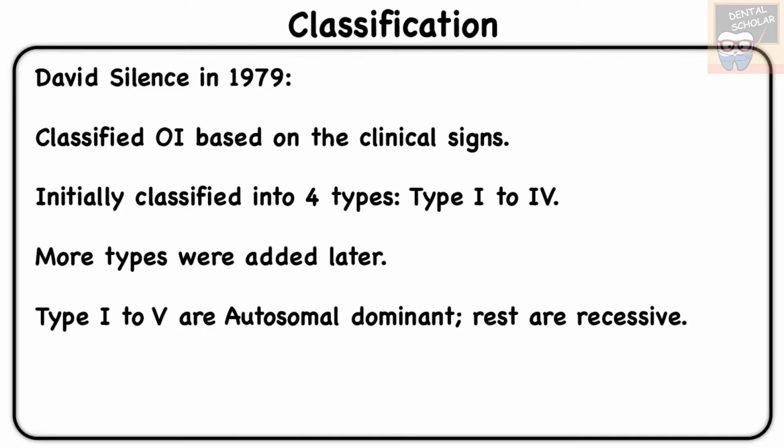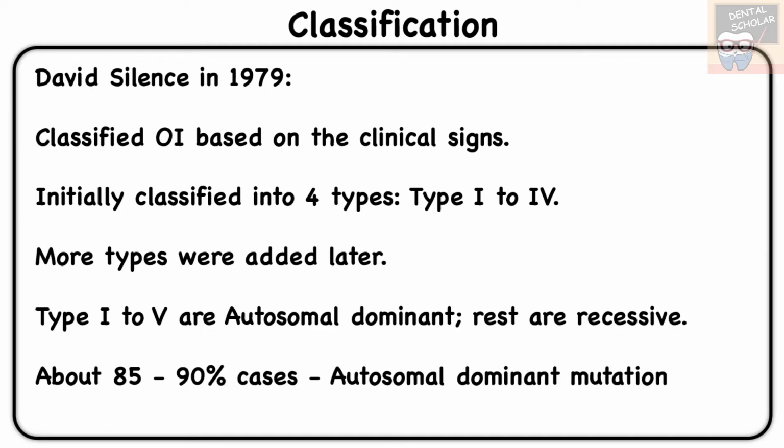Most of the cases of osteogenesis imperfecta, that is about 85 to 90% of all the cases, show autosomal dominant mutation for collagen type 1.